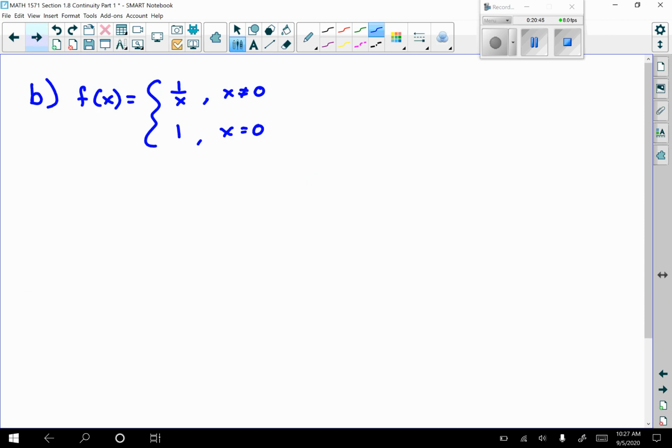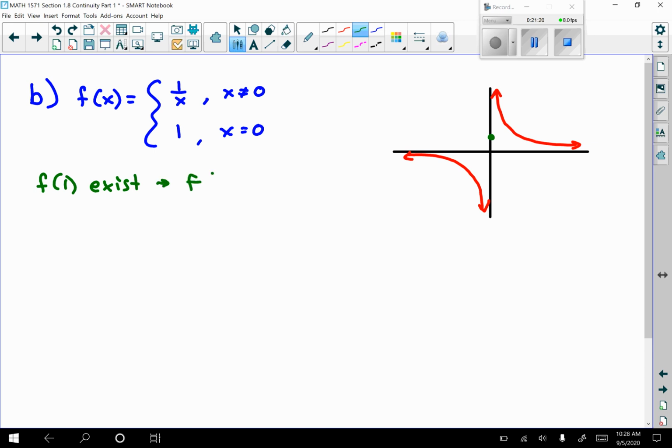All right, for B, we have a piecewise function. And looking at this, it is going to be very simple to graph to help us out. So notice, though, this is just f of x equals 1 over x. So this would graph right here. And then to fill in this piece, x equals 0, f of x equals 1 when x equals 0. So that would be a point right here at 1. So f of 0 does exist, and f of 0 is equal to 1.